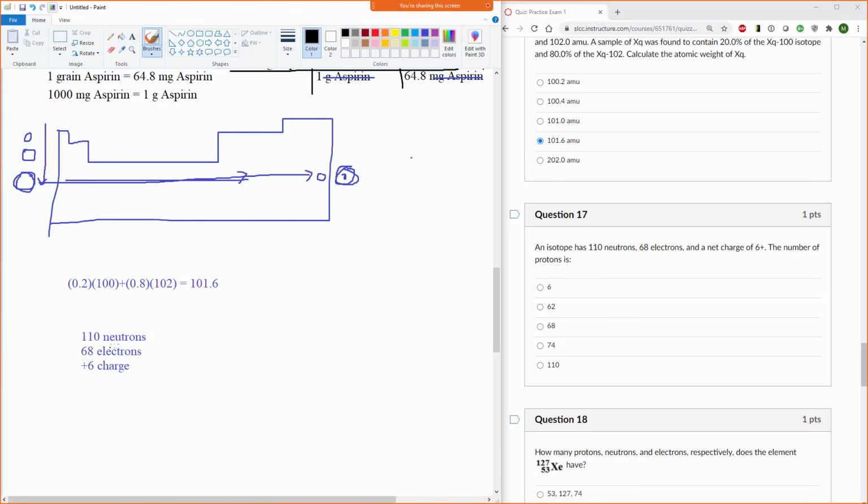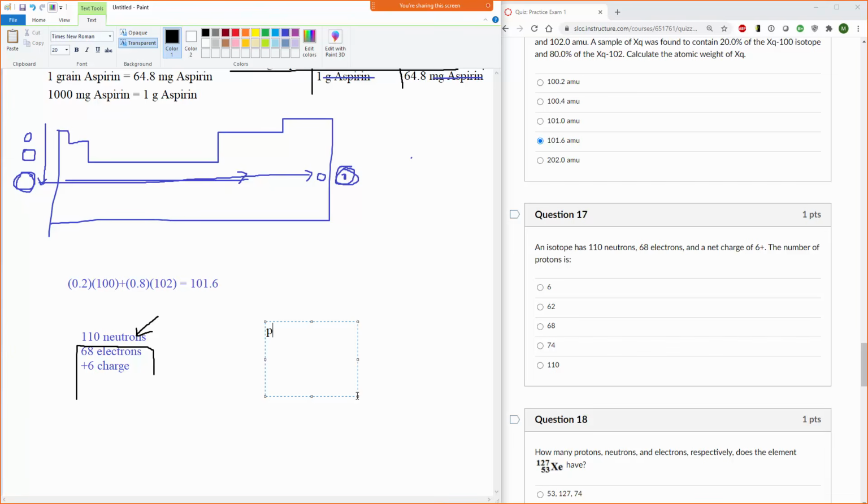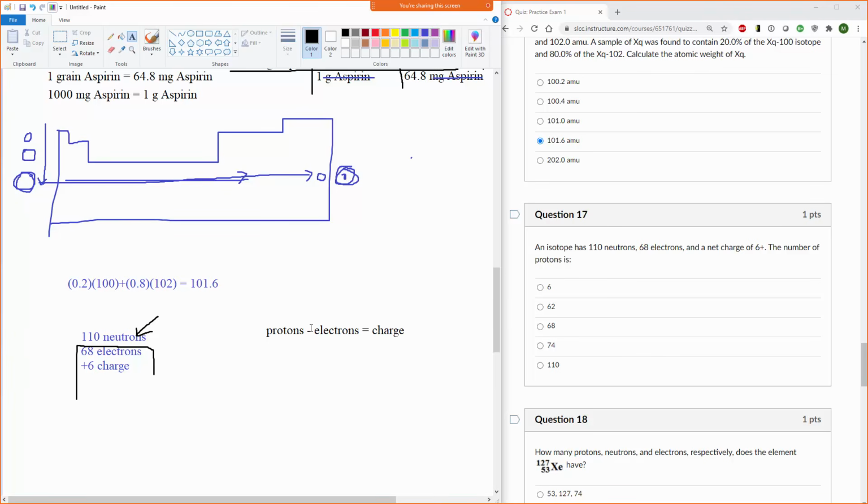This 110 is an intentional distraction. Just in case you didn't know what you're doing, you might be tempted to do something with it and then you'd get it wrong. Okay? It's useless because it contributes to the mass, but it doesn't contribute to the charge. But if you know these pieces, that is helpful because your charge is always going to be your protons minus your electrons. That way, if you have more electrons than protons, then it'll be negative. If you have more protons than electrons, it'll be positive.